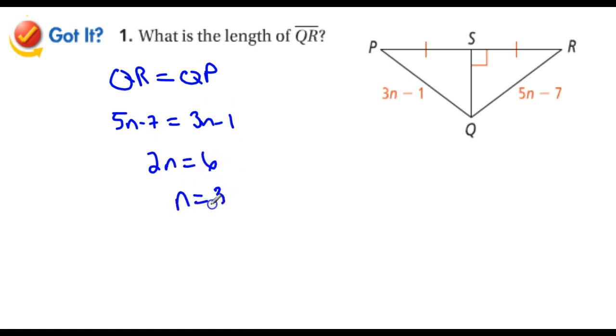And n equals 3. So if n equals 3, what's the length of QR? Well, I'm going to get 15 minus 7, which equals 8. And if you want to, you can take this right here and make sure that you did it right. 3 times 3 is 9, and 9 minus 1 is also 8. So this side should equal this side right here, which it does.